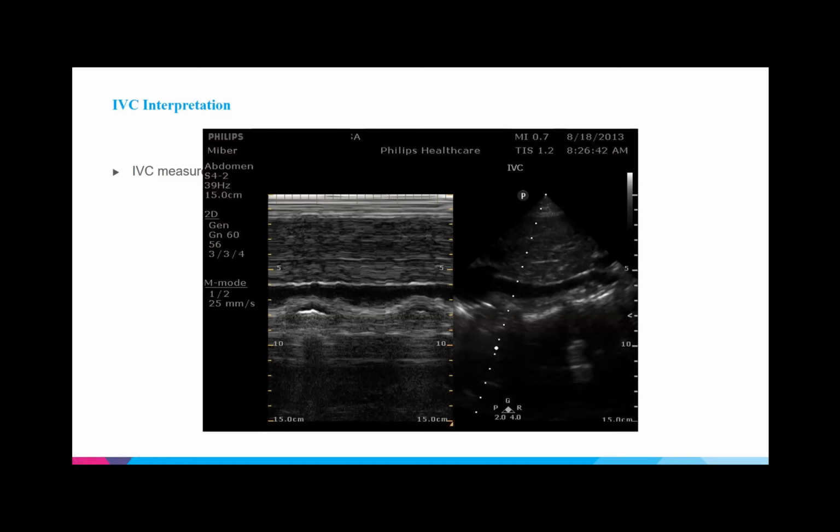Questions about IVC measurements? It's probably one of the more common advanced echo uses we use in the critical care pulmonary setting.